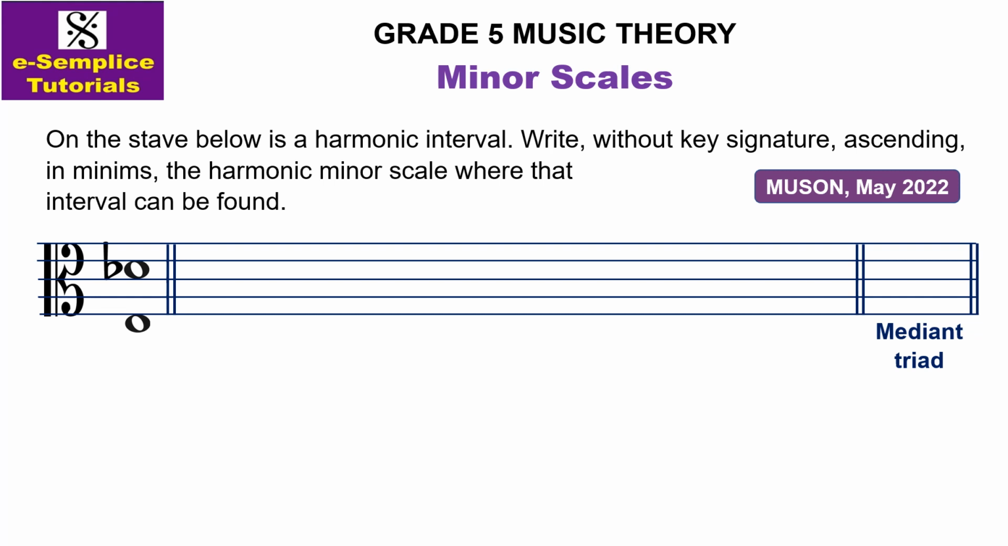This is another question. On the stave below is a harmonic interval. Write without key signature ascending in minims the harmonic minor scale where that interval can be found. These are the parameters you are to watch out for. The scale should be without key signature. It should be an ascending scale, and you are to use minims, harmonic minor.